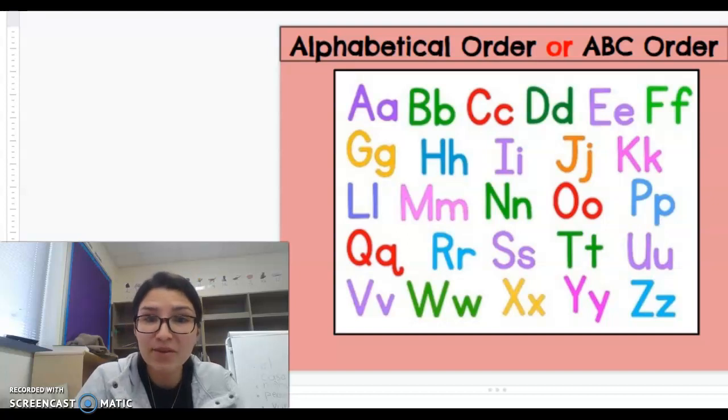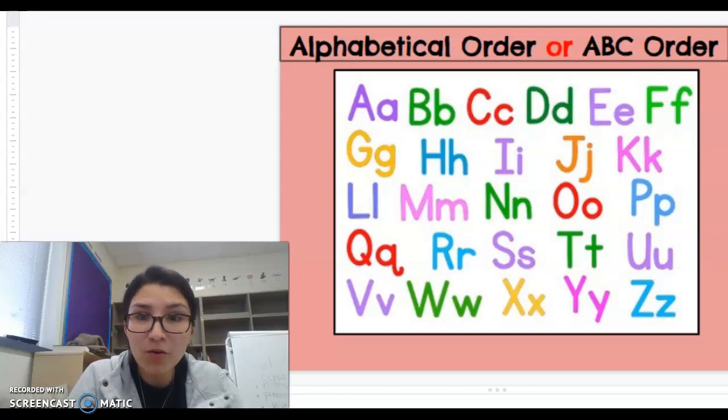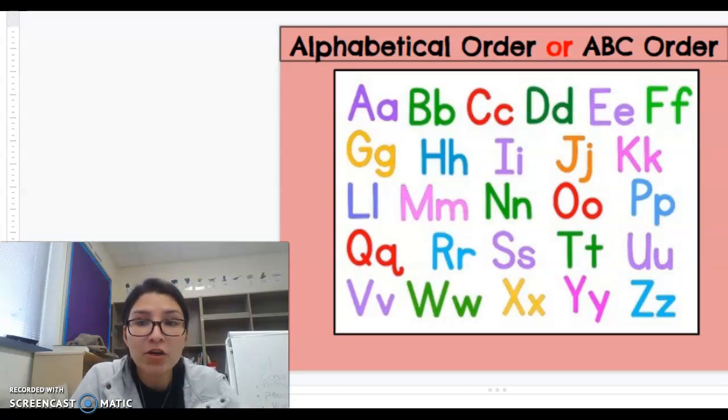There, the next thing I want to review is alphabetical order, or ABC order. Remember, they mean the same thing. So go ahead and say that with me. Alphabetical order. Awesome. Alphabetical order is when you put words or names in order using the alphabet.